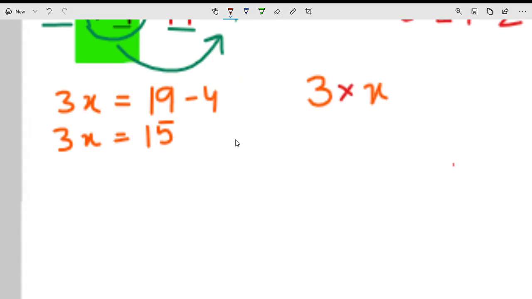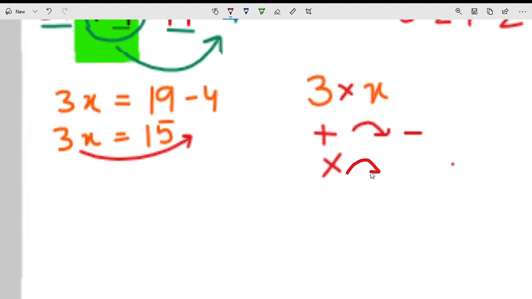As we know the rule, whenever one number is shifted to the other side, it changes its sign. If it is plus, it changes to minus. If it is multiplication, it changes to division. And vice versa: minus to plus is also opposite, and division turns into multiplication. So this is the basic rule.